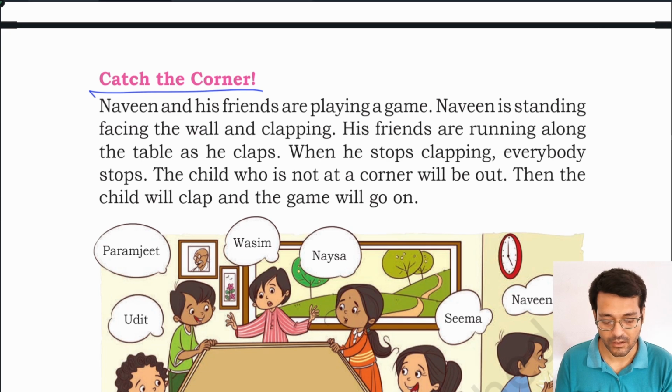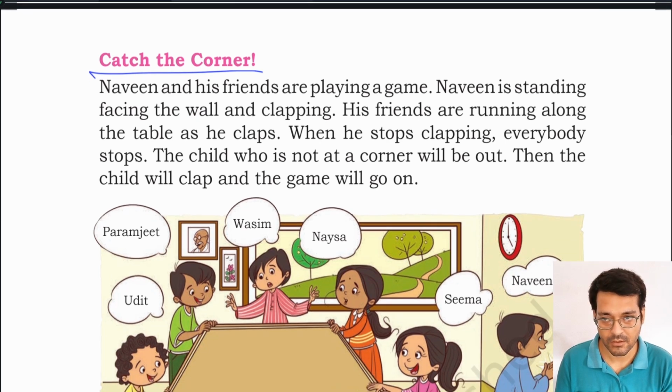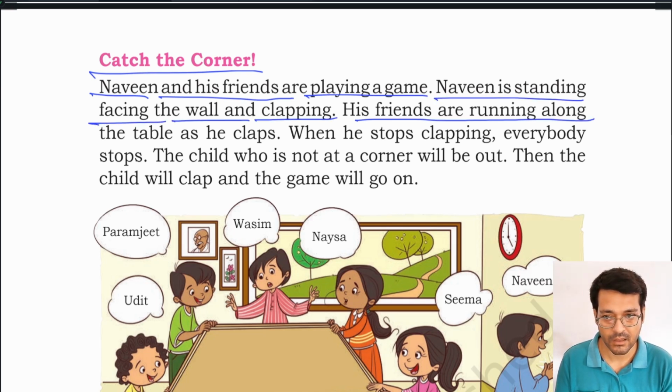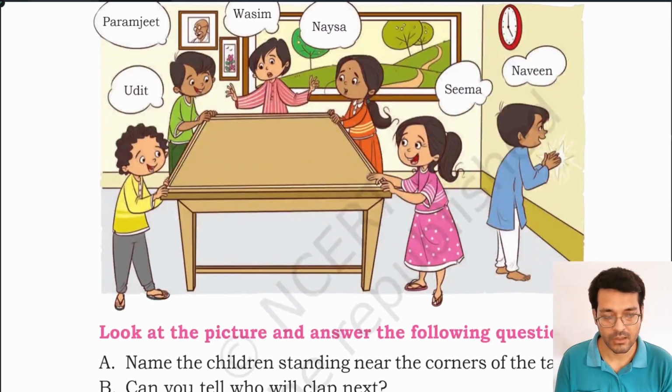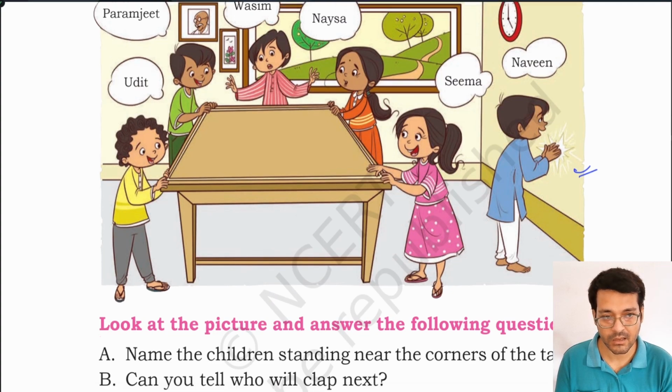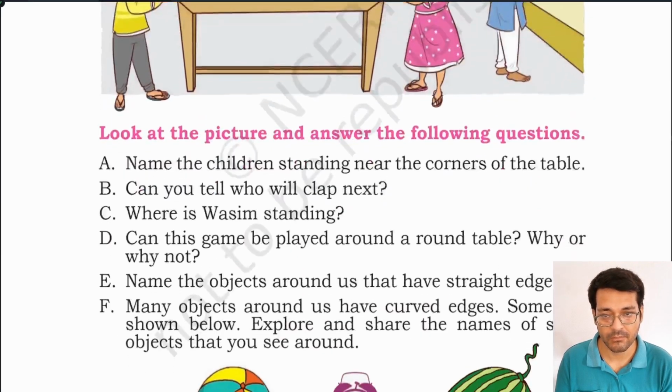Catch the corner. Naveen and his friends are playing games. Naveen is standing facing the wall and clapping. His friends are running along the table as he claps. When he stops clapping, everybody stops. The child who is not at the corner will be out. Then the child will clap and the game will go on. You can see Naveen clapping and others are running all around the table.